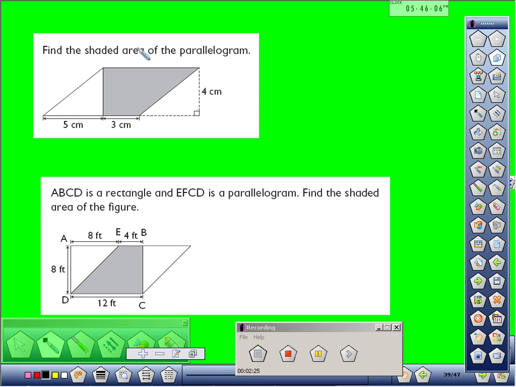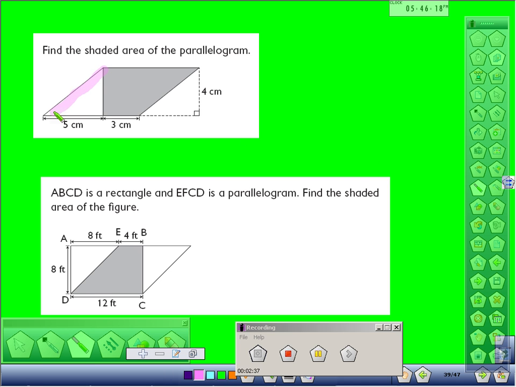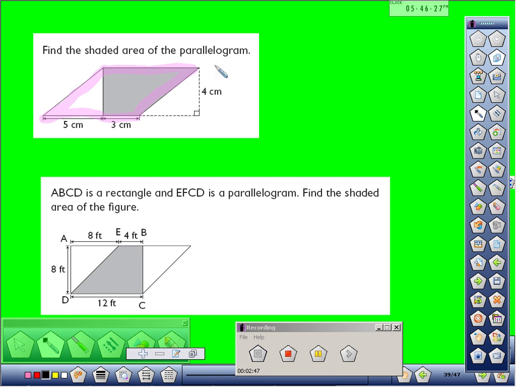Okay, now find the shaded area of the parallelogram. Well, let me highlight the parallelogram. The parallelogram goes right here. Okay, see, that's the parallelogram. We know the formula for the area of a parallelogram is base times height. The base is 5 and 3 together, which is 8. So the base of the parallelogram is 8. The height is 4. They're showing you it's perpendicular right here. 8 times 4 is 32. So you'd think the answer is 32.